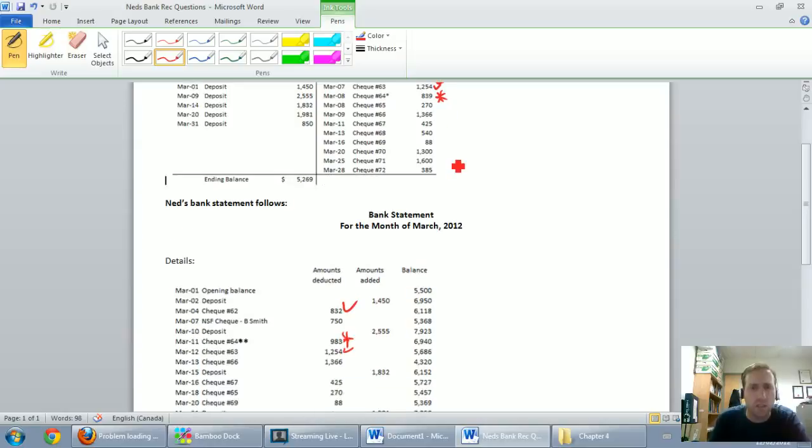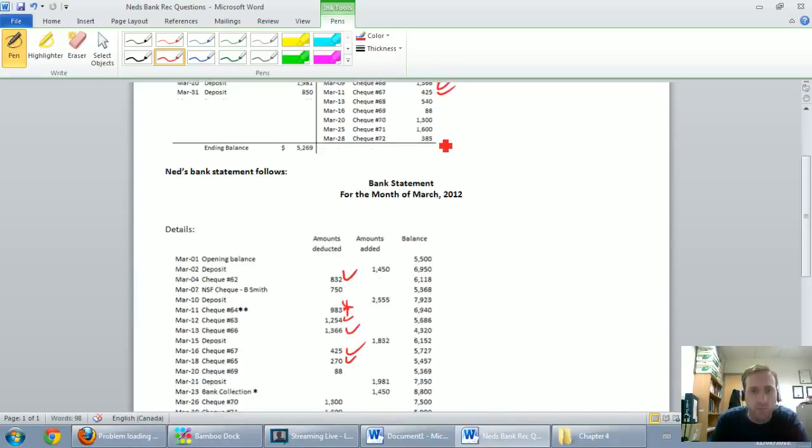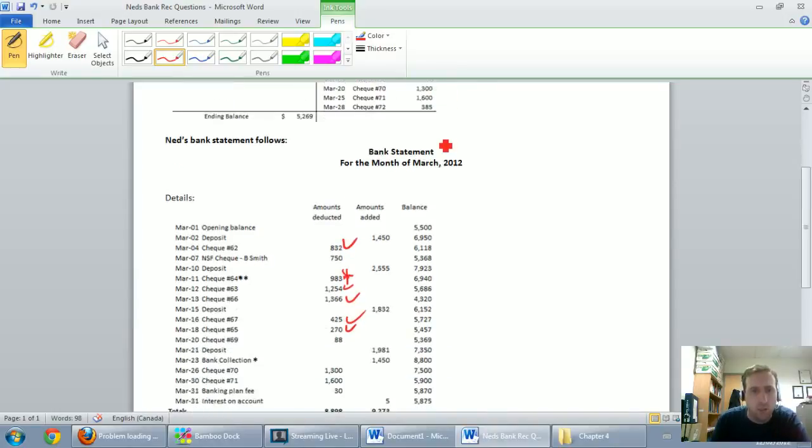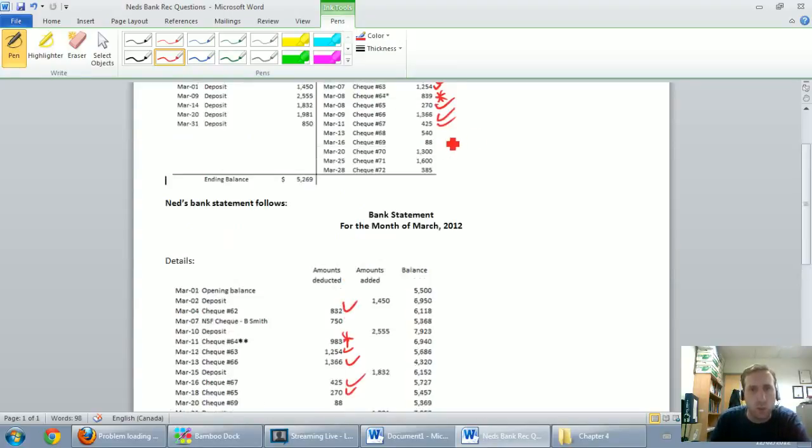270. Let's see. So check 65 for 270. Yes, there's a 270 there and there. The next check for 1366. Yep, there it is, and there it is. The next check for 425. There it is, and there it is. The next check for 540. Oh, okay, so I don't see any checks. I don't see any amounts deducted for 540.